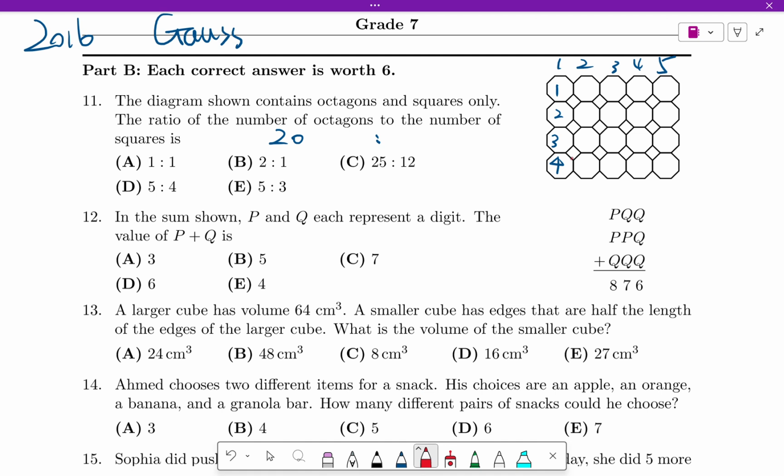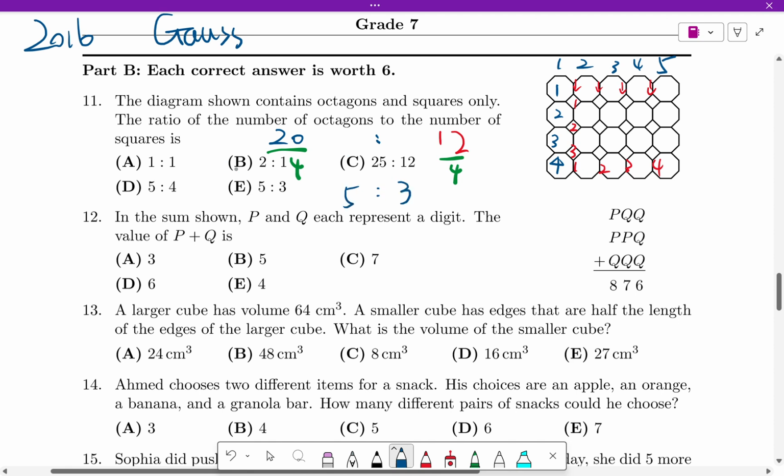And the number of squares, we have 1, 2, 3 rows of squares, and we have 1, 2, 3, 4 columns of squares. So the total number of squares in this shape would be 3 times 4 equal to 12. So if we simplify this ratio by dividing 4 on both sides, we would have 5 to 3 at the end. So option E would be correct.